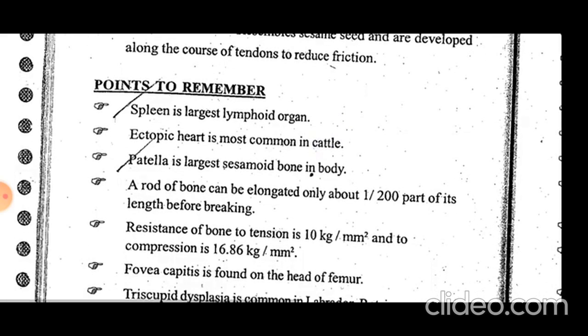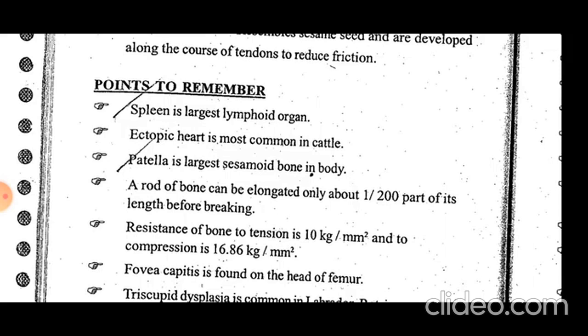Points to remember: spleen is the largest lymphoid organ. Ectopic heart is most common in cattle. The video of ectopic heart is also present on this YouTube channel. Patella is the largest sesamoid bone in the body, and the patella is present on the stifle joint between the femur and tibia-fibula.